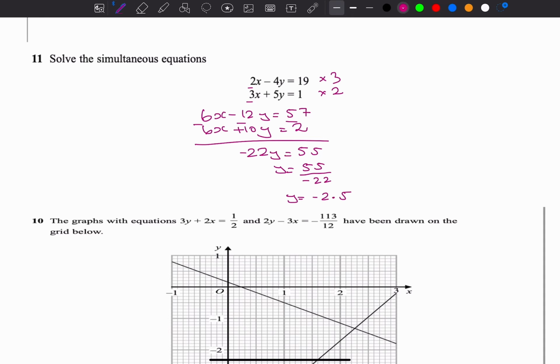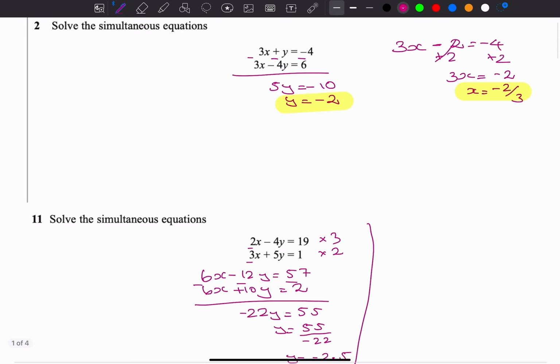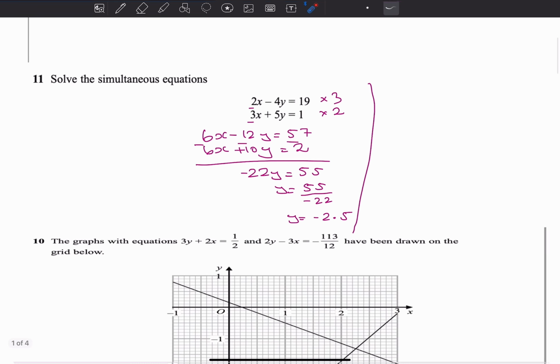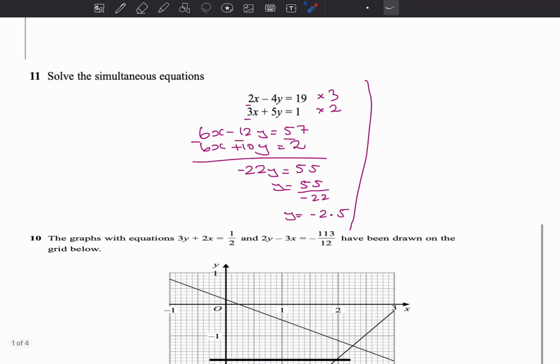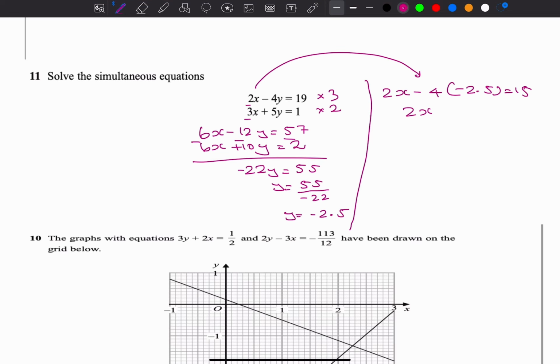Minus 2.5. When I say don't do decimal, for example, this one will give you minus 0.6666 recurring. So don't do it like that. If it's a whole number or short decimal, which it most likely will be, then you can put it through, not a problem. Next bit, substitute in that. 2x minus 4 times minus 2.5 equals 19. When you multiply, minus 4 times minus 2.5 is plus 10, so 2x plus 10 equals 15. Take away 10, take away 10 to cancel. 2x is 5, x is just 5 over 2, which is also 2.5 anyways.